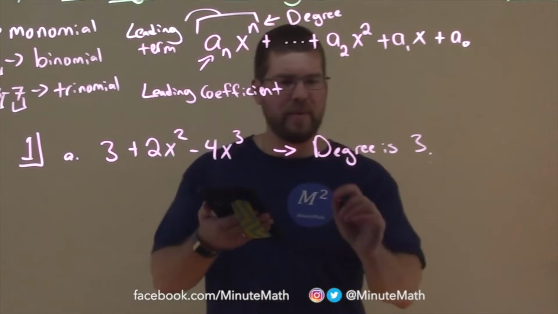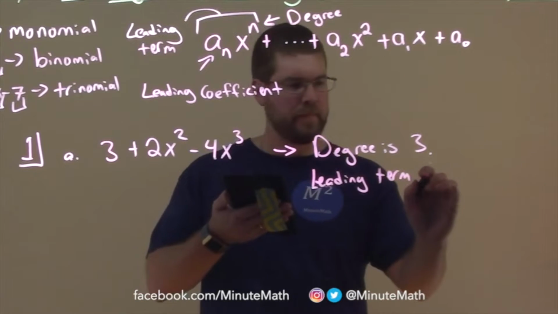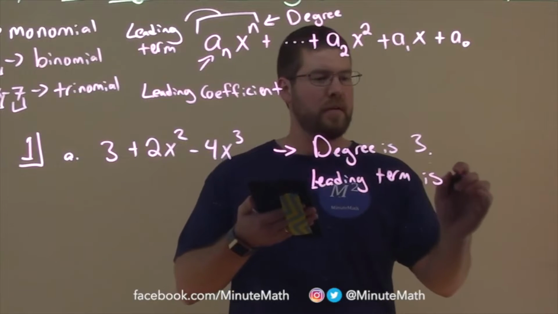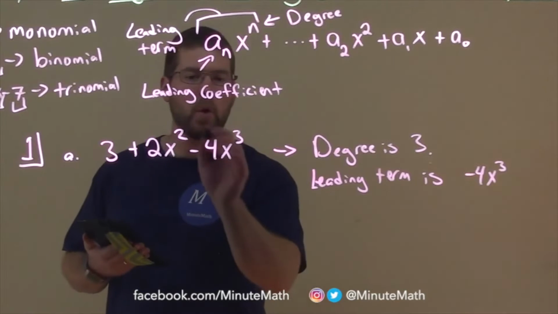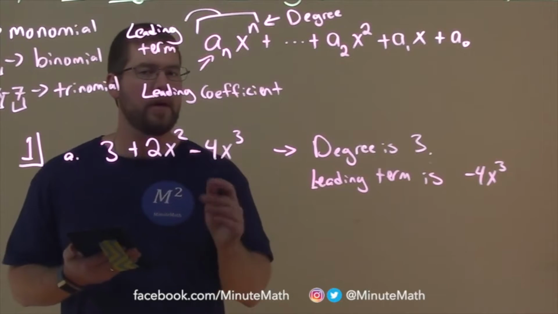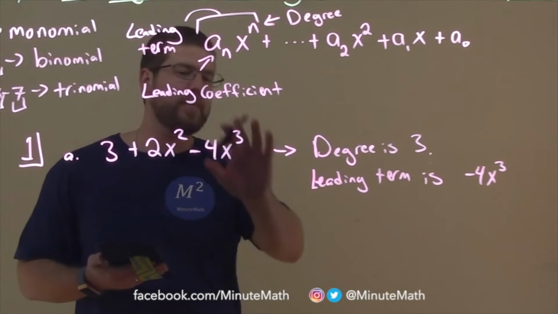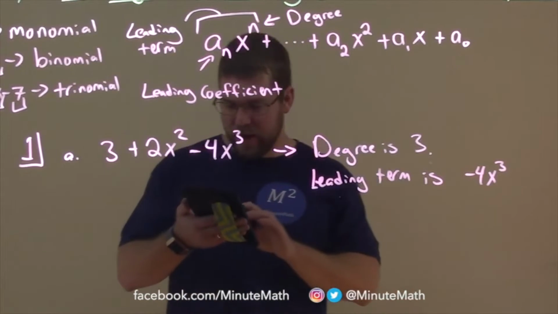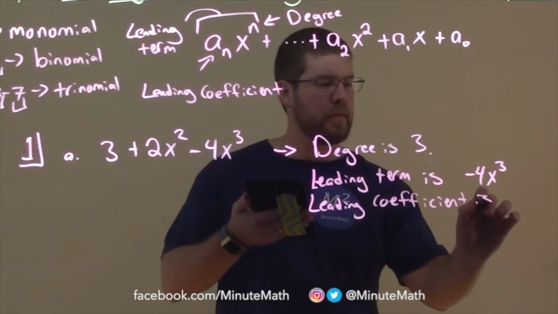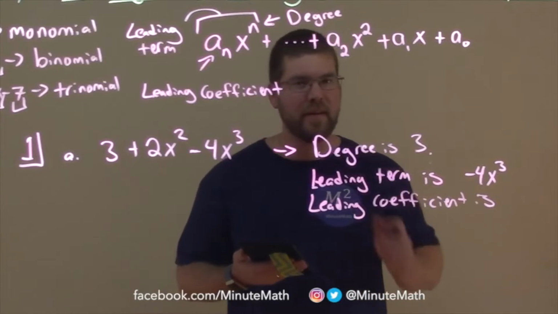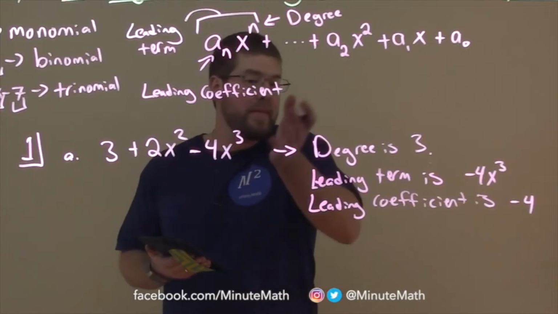Now this is going to be tricky. The leading term is, and watch this, negative 4x to the third power. It's that whole thing. We have subtraction going on here, but we can always think of it as plus a negative, and that term is negative 4x to the third power. And so our leading coefficient is, can you guess it? Negative 4. That coefficient is right there in front. And that's it, not too hard.